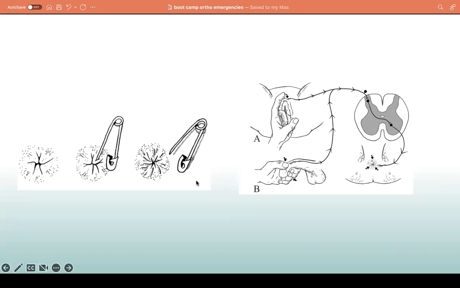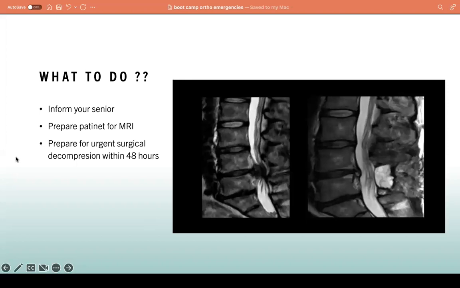If you did the anal wink test where you are doing a pinprick around the anal area, you will find that there is a voluntary contraction. That's the normal. If there is no voluntary contraction, that means this is a sign confirming the Cauda equina syndrome. Then if you are suspecting it, please inform your senior as soon as possible. Prepare the patient for MRI and prepare him for urgent surgical decompression within 48 hours.